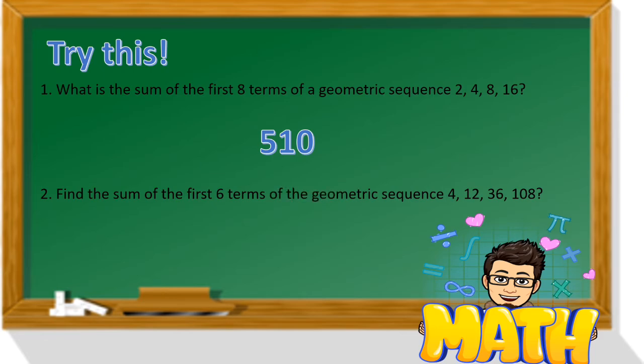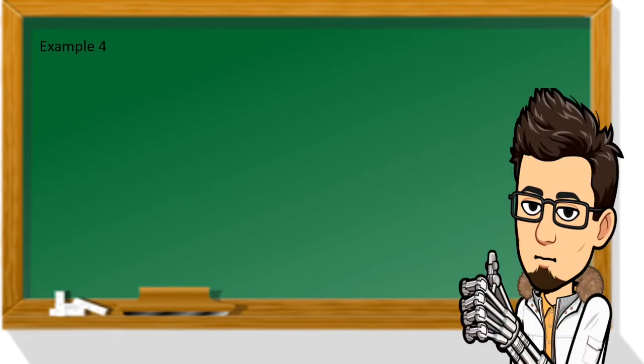Find the sum of the first 6 terms of the geometric sequence 4, 12, 36, 108. Okay, so if your answer is 1456, you're correct. How about this? What is the sum of the first 6 terms of 3, 3, 3, 3, and so on?